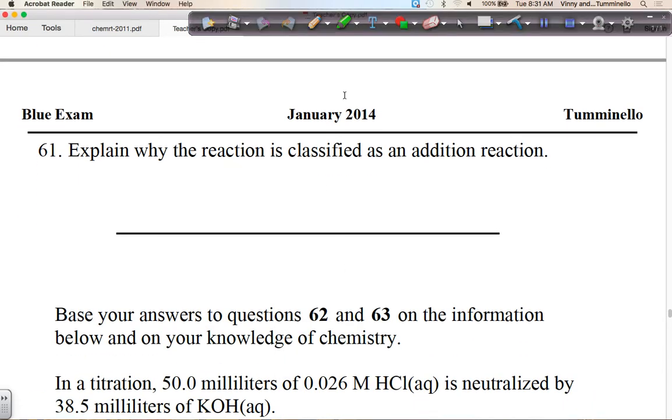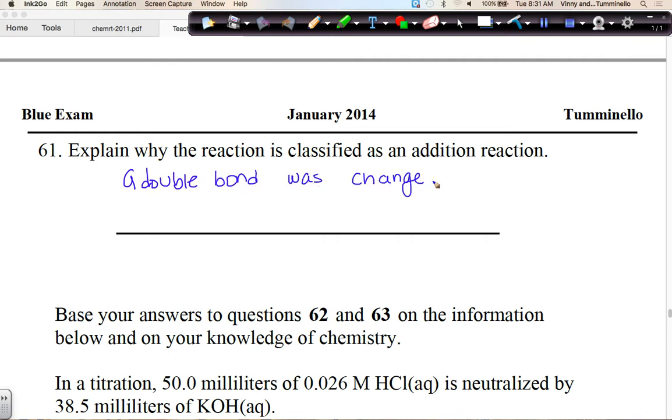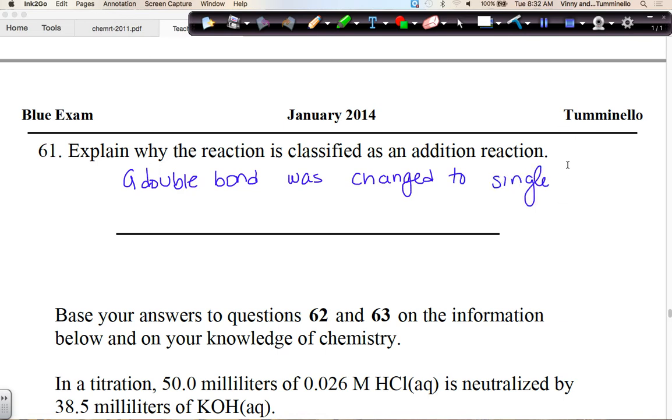Explain why the reaction is classified as an addition reaction. It is an addition reaction because a double bond was changed to a single bond. And when the double bond is changed to a single bond, and we add something to the molecule, it is an addition reaction.